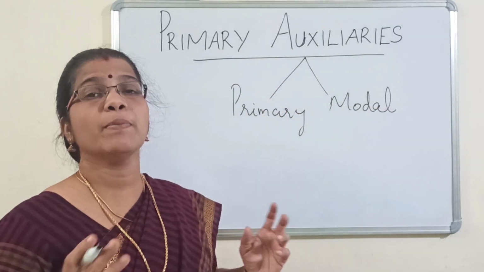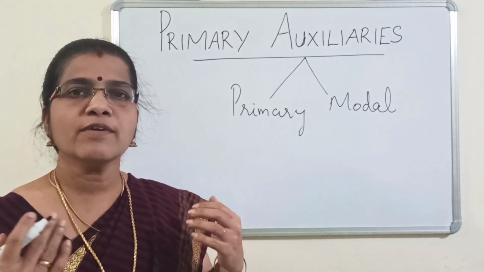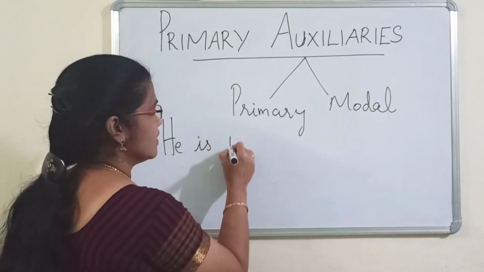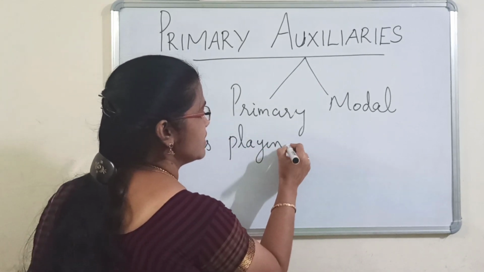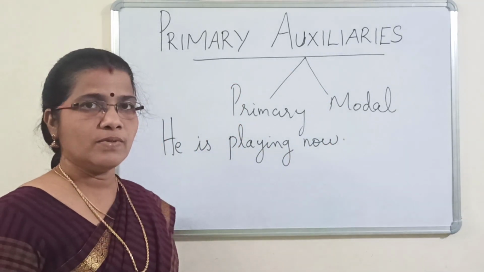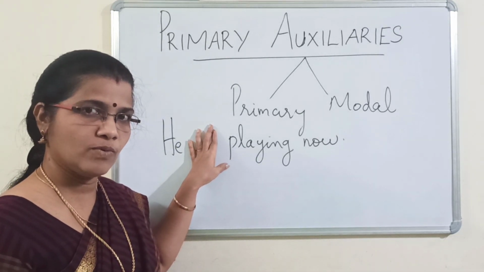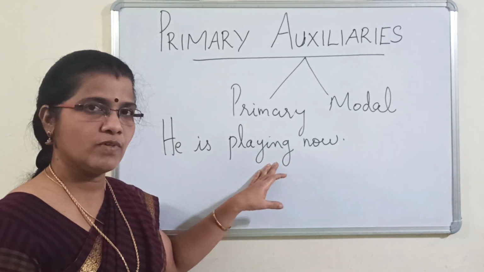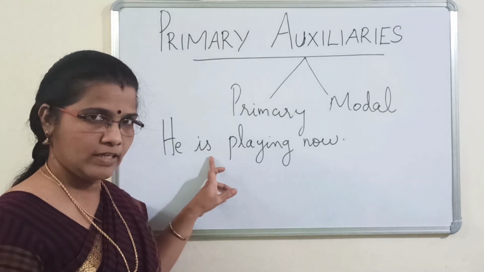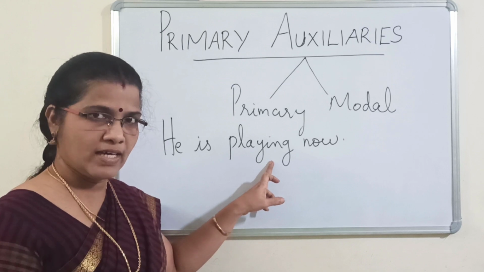Auxiliaries means helping verbs. Let me give you an example. For example, he is playing now. A very simple sentence. Can you write the sentence like this? He playing now. It cannot be written. This is the action word here, and this action word cannot stand on its own without this auxiliary verb. So this verb is helping the main verb to make a meaning.